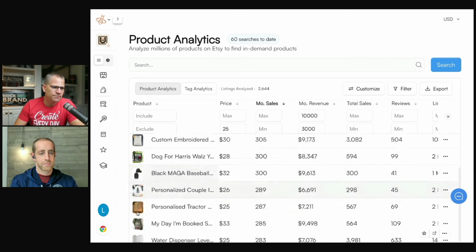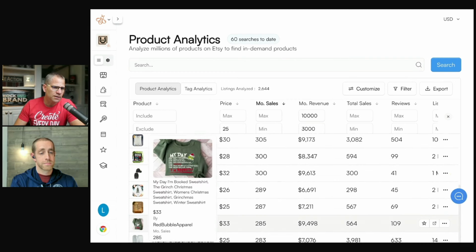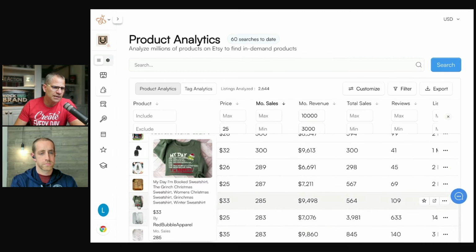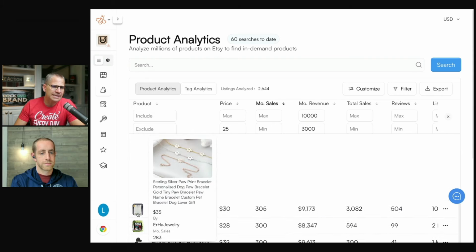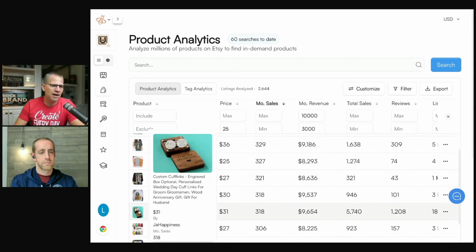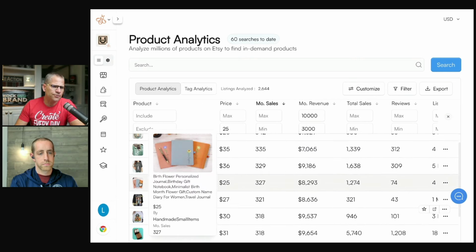Then we have a personalized tractor nightlight. Okay, that's for a kid's room. That looks Christmas related. So as you can see, I'm just kind of thumbing through, but I'm doing this after I've already filtered everything down. So this would be an opportunity that if you're looking for a niche, this might help you, but it also could help you to be like, oh, journals, right?